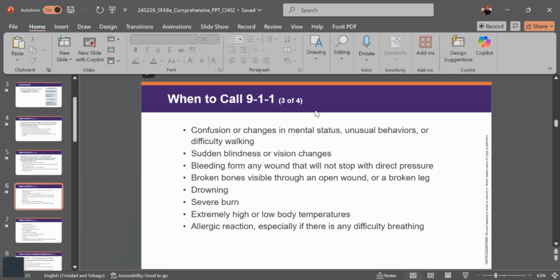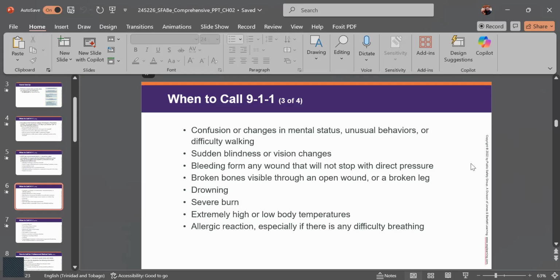Confusion or changes in mental status, unusual behaviors, difficulty walking. Sudden blindness or vision changes. Obviously, definitely, that's an emergency situation. Something is wrong. Any form of bleeding that will not stop with direct pressure. Remember, all bleeding stops at some point in time. Every single bleed will stop at some point in time. We do not have an unlimited supply of blood in our bodies.